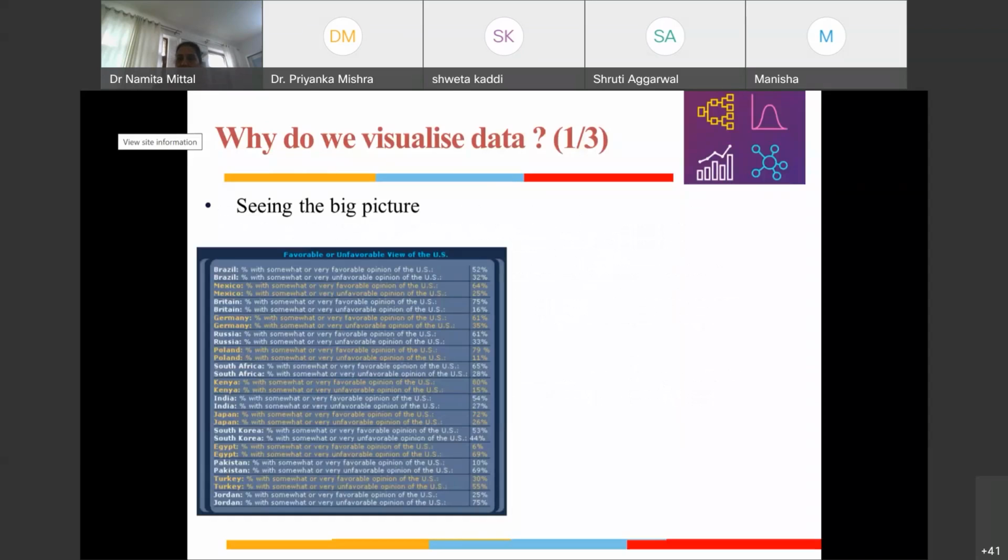So look at the big picture. Is it conveying something? If I show you this picture, you have to put in a lot of brainwork. What is it trying to say? What is it trying to say? It's difficult. At one instance, you'll say it's difficult for me to understand.